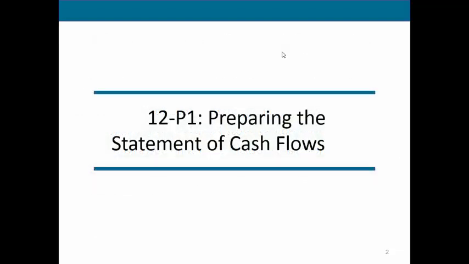So now let's actually get into the statement of cash flows. As we go over the next couple of slides, we're going to introduce the fact that there are two basic ways of preparing your statement of cash flows, the direct method and the indirect method. I'll go ahead and tell you that the direct method is typically a more simplistic way to prepare the statement of cash flows, but what we're going to concentrate on is the indirect method, which a lot of students do think is a little bit more complex.